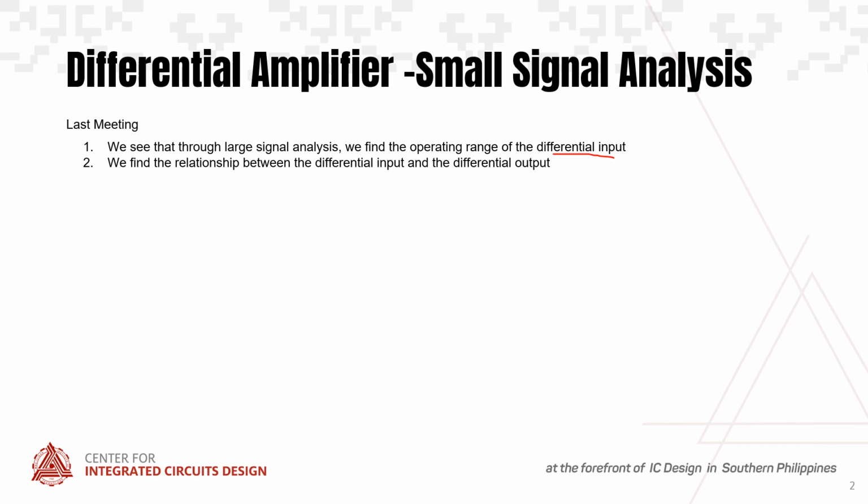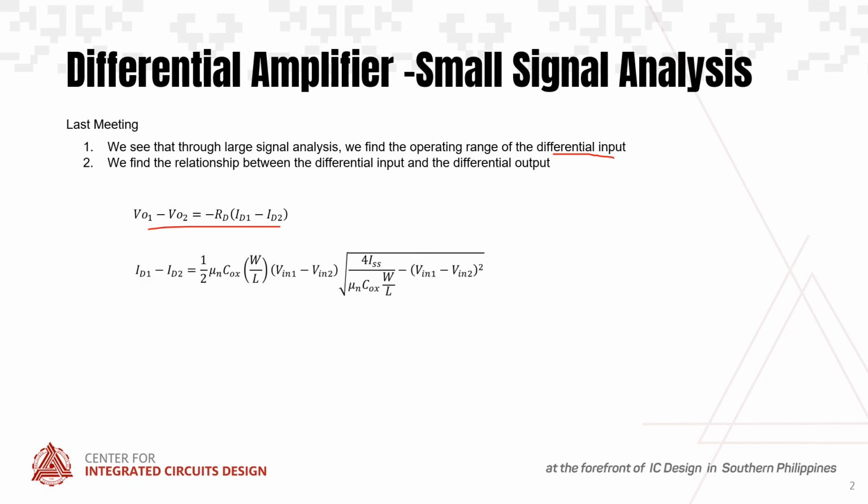this transistor is purely on and off whenever our Vin is very much higher or lower compared to the other. And we also know that the output relationship could be given by this equation, VO1 minus VO2 is equal to negative RD times ID1 and ID2. And in order to get that exact relationship, we also derived the equation of the drain current, the differential current ID1 and ID2.